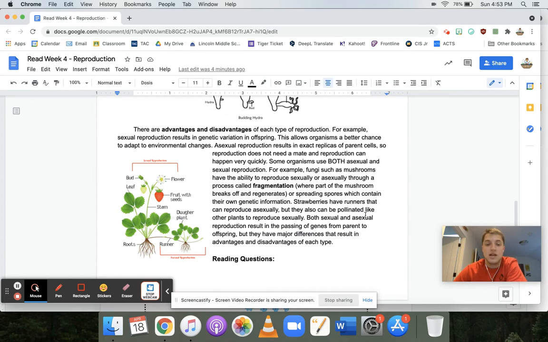Both sexual and asexual reproduction result in the passing of genes from parent to offspring, but they have major differences that result in advantages and disadvantages for each type.